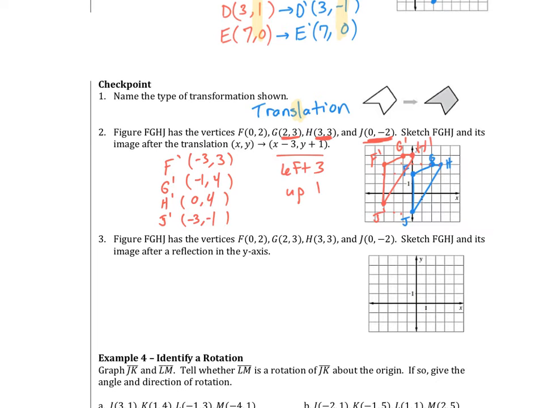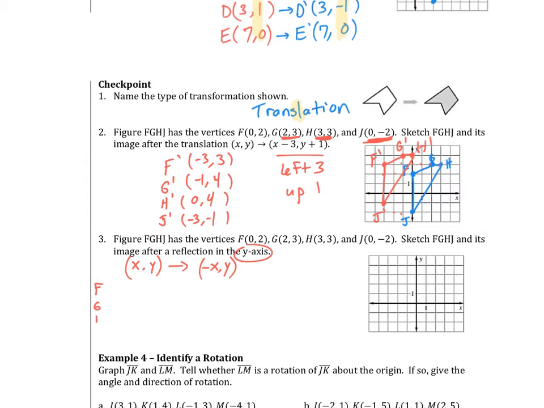Number 3, figure FGHJ has the vertices F, G, H, and J, the same ones above. Now we want to sketch figure FGHJ and its image in a reflection over the y-axis. Okay, so the rule here for the y-axis is you go from x, y to negative x, y.